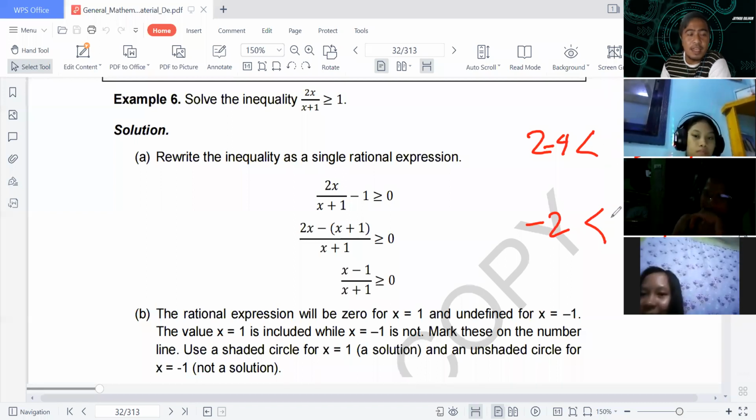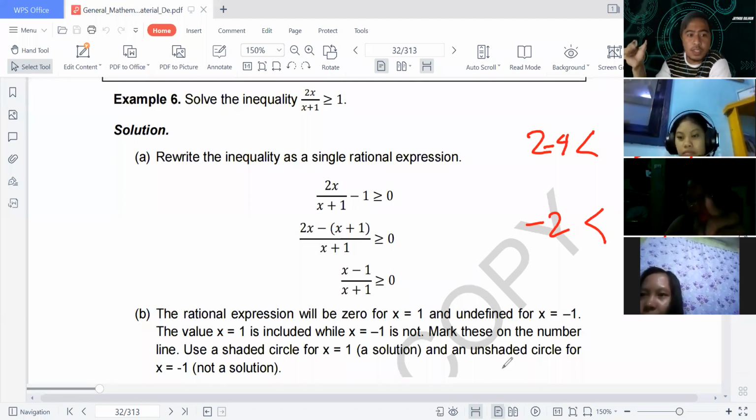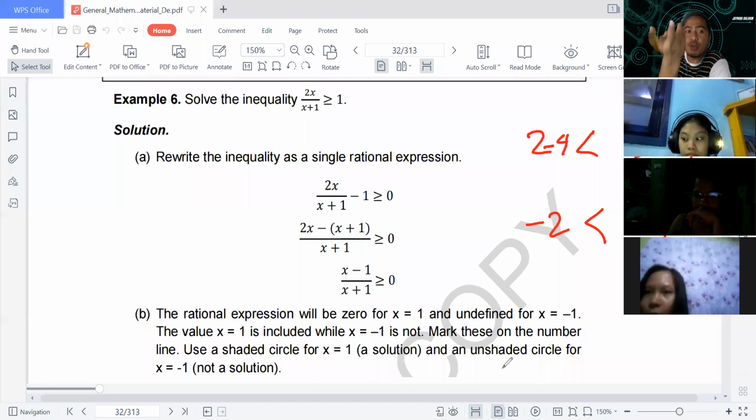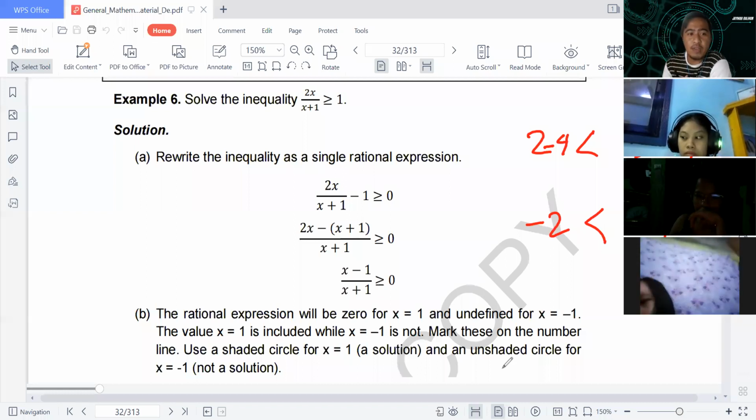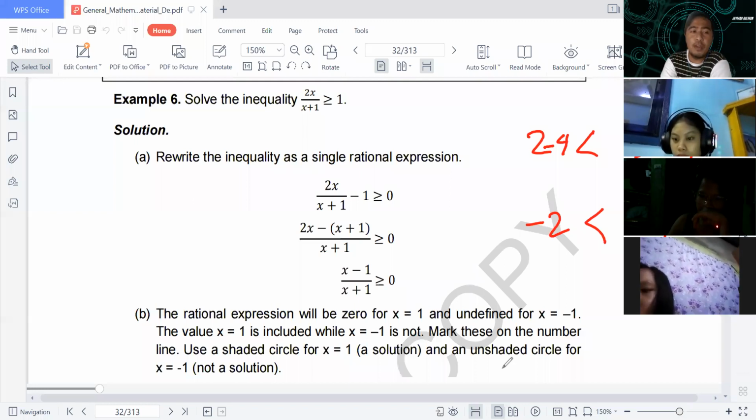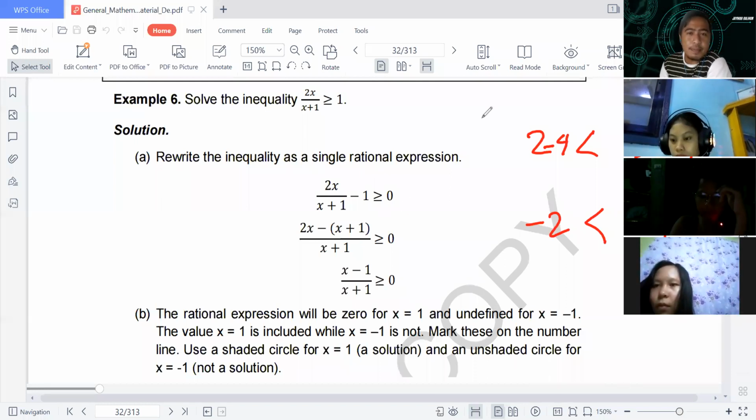Okay? Again, I will repeat. Your inequality will only change if you multiply both sides by a negative number. Clear? That is the only thing that changes your inequality to its opposite direction, if you multiply or divide both sides of your inequality by a negative number. Is it clear, class? Yes, sir.